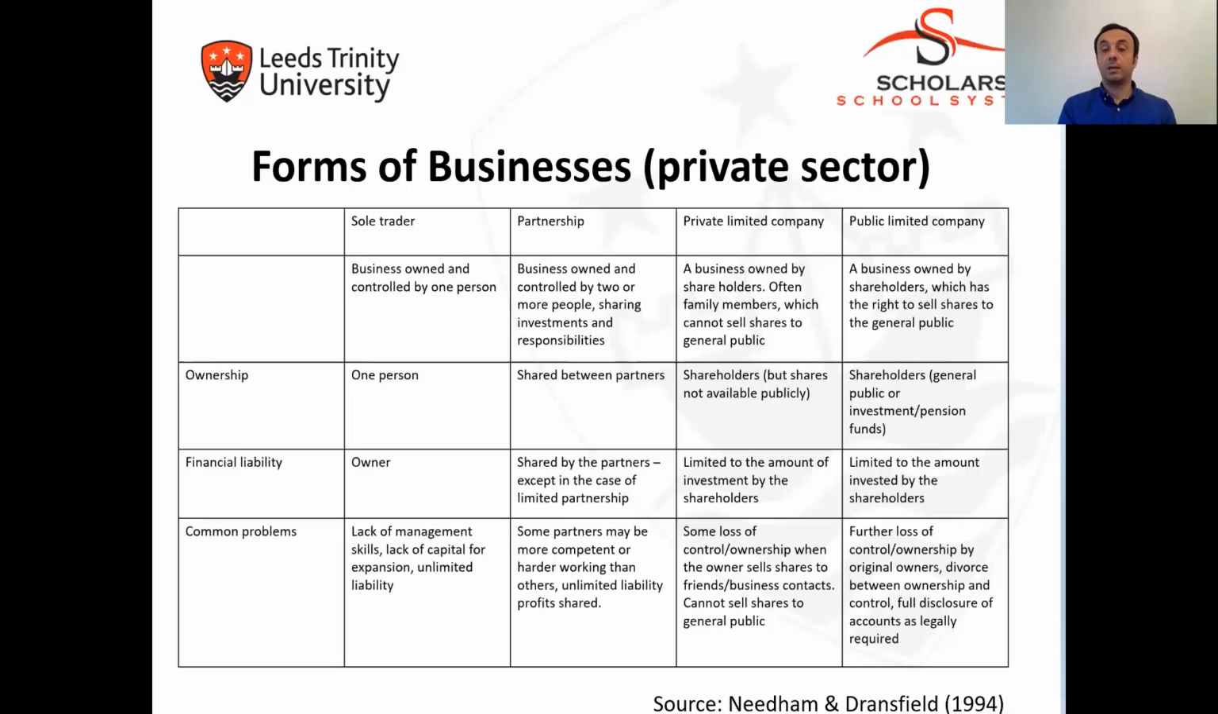Next is the limited company, and we categorize limited companies into the private limited company and the public limited company. Private limited companies are mostly owned by shareholders who are family members, so they are not able to sell their shares to the general public. The ownership is represented by shares, so shareholders are the owners of the business.